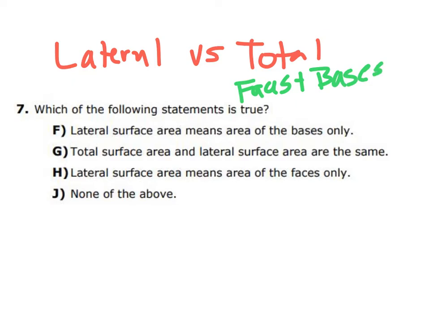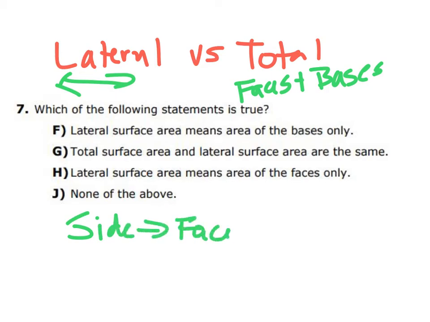Okay, so that's everything. Now lateral, okay, when I think lateral, I think, okay, when I ask you to move that way, what am I asking you? Well, I'm asking you to move side to side. Okay, now in three-dimensional figures, instead of calling it a side, we call it a face. So lateral means faces only. So with this question, we're asking you to define the difference between lateral and total. So let's look at which one gives us that.